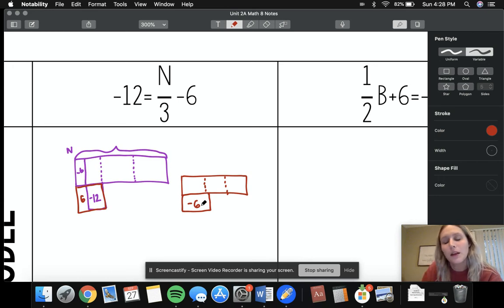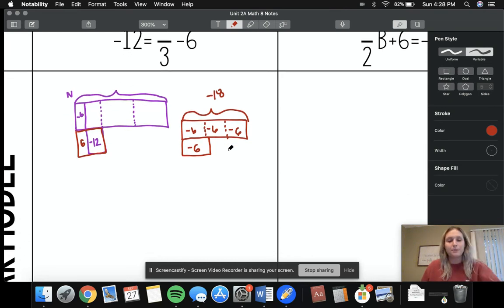Okay. So now I'm just trying to visualize, I need to know this entire amount. Well, if this is negative 6, and this is negative 6, and this is negative 6, altogether that would make negative 18. Okay, so if we're right, we should get negative 18 if we do it algebraically.